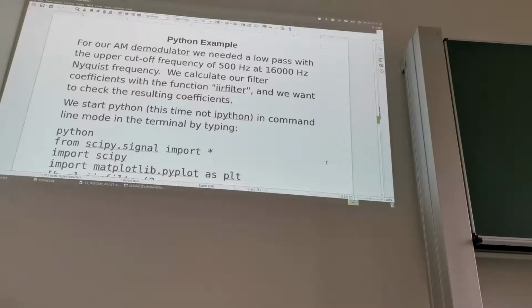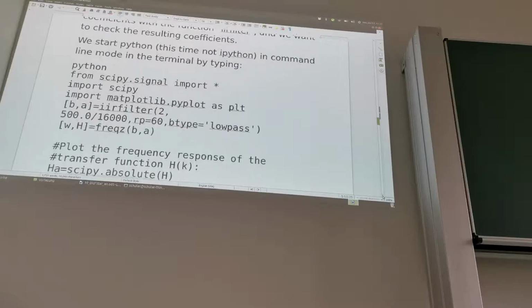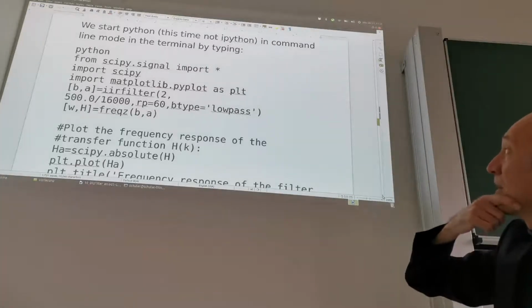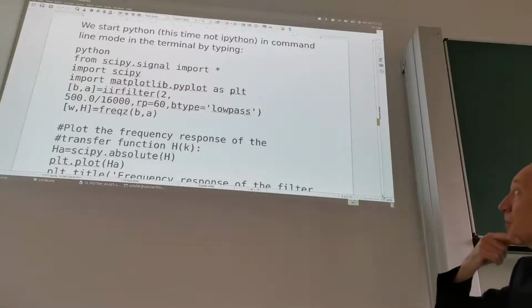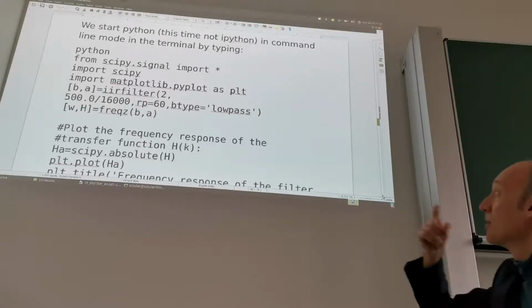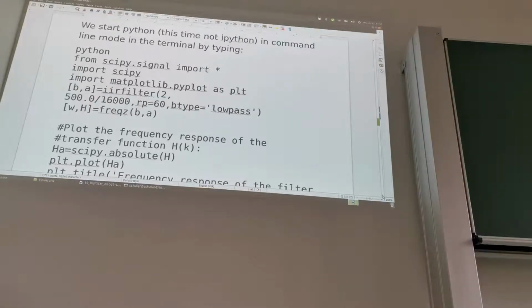So we start with Python, not IPython, in the command line mode. First again, import everything from scipy.signal into our namespace. Then also SciPy itself, then matplotlib.pyplot as plt for plotting. And in the next line we do the filter computation, iirfilter.